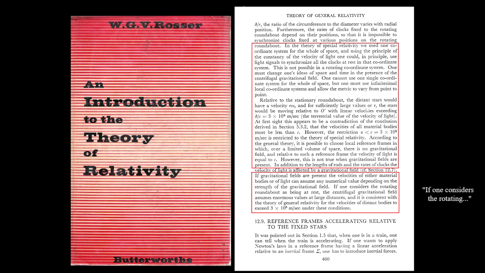Rosser on this point. He says, quote, "If one considers the rotating Earth as being at rest, the centrifugal gravitational field assumes enormous values at large distances, and it is consistent with the theory of general relativity for the velocities of distant bodies to exceed 300,000 kilometers per second under these conditions." Unquote.